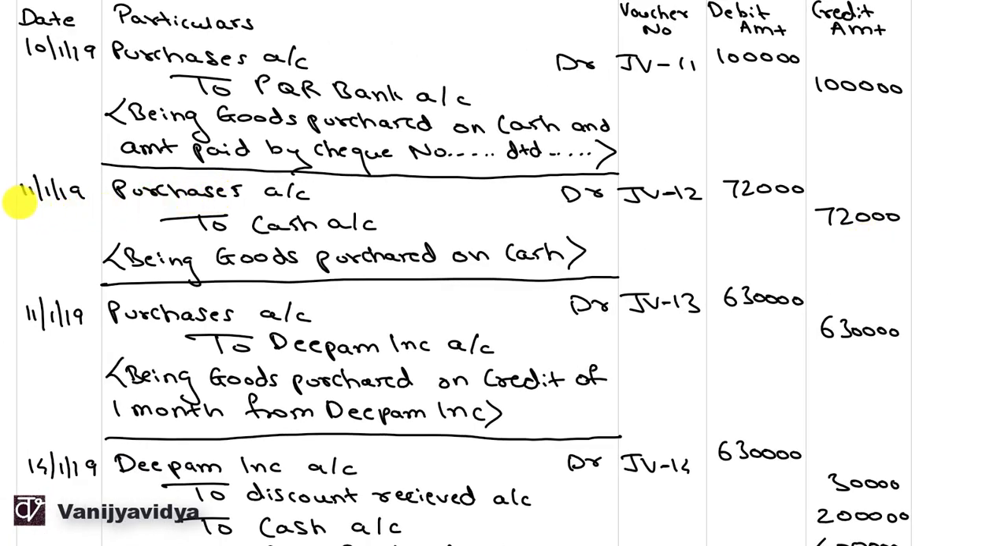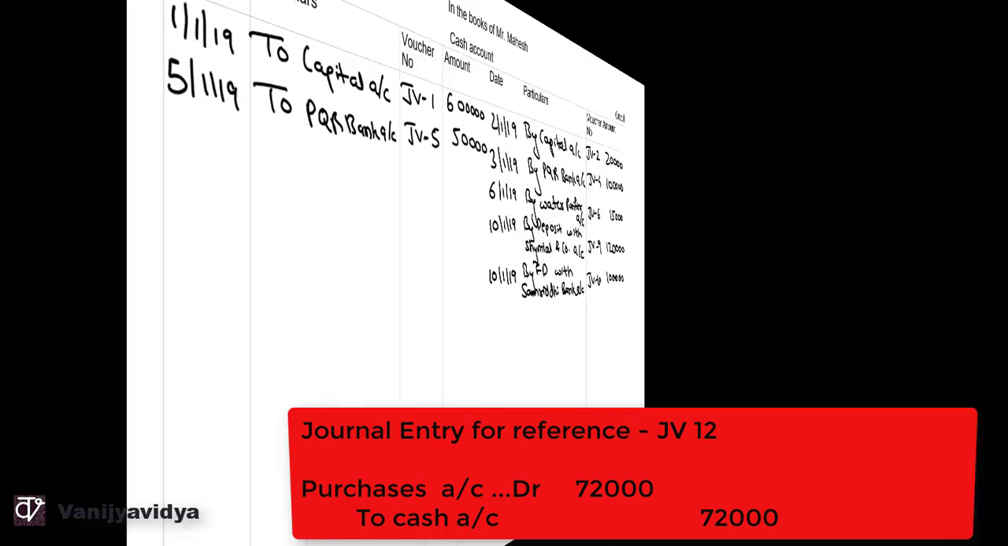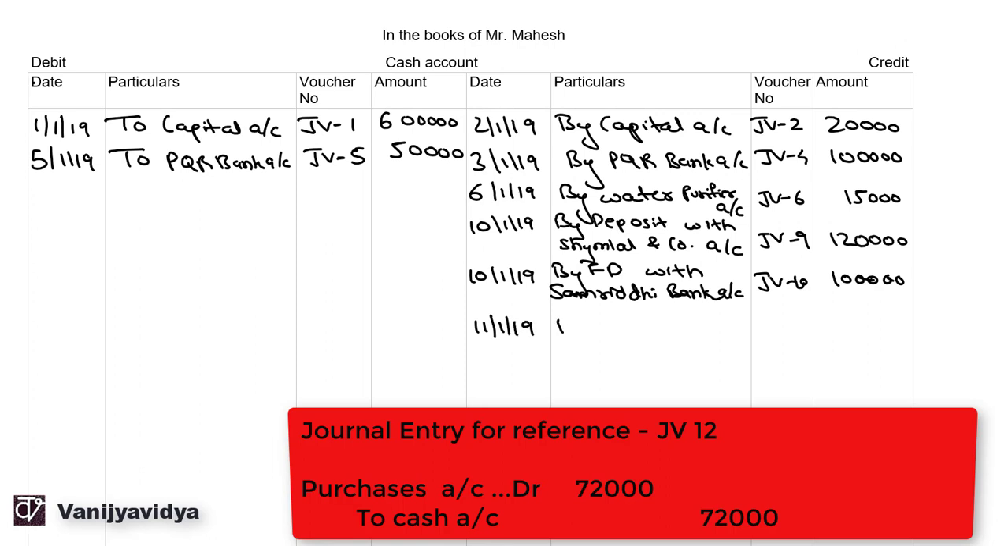11 Jan 2019, purchases account debit 72,000 to cash account 72,000, JV12. One impact will be on the debit side of purchases account and one more will be on the credit side of the cash account. Purchases account debit side, 11 Jan 2019 to cash account JV12, 72,000. Credit side of cash account, 11 Jan 2019 by purchases account JV12, 72,000.